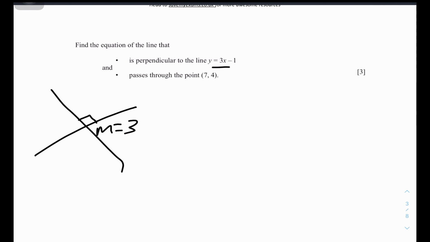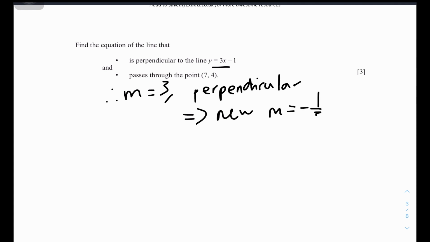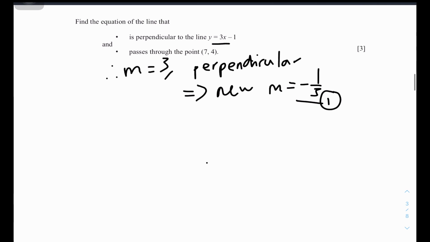So let's just work this out. We find a line that is perpendicular to the line right here. We know that the gradient is m equals 3. Perpendicular means it's the negative reciprocal. Therefore, the new gradient, new m, equals minus 1 over 3. That's number 1. Number 2, it passes through the point (7, 4), so it's quite straightforward. Basically, this is like finding the perpendicular bisector.